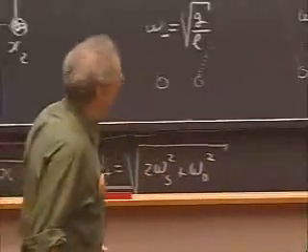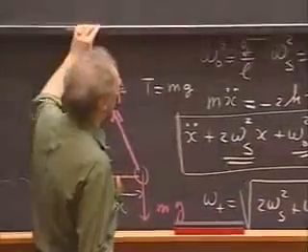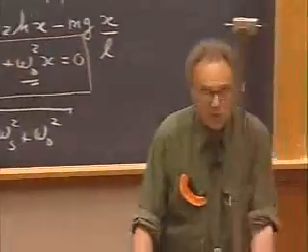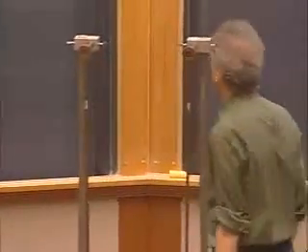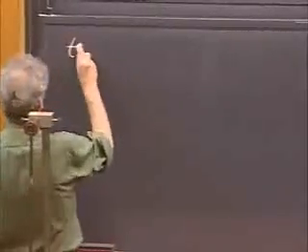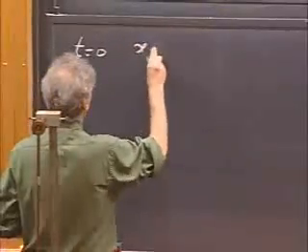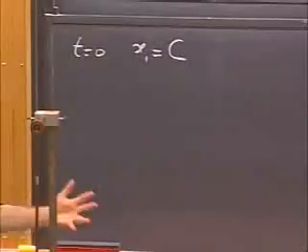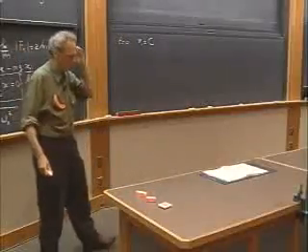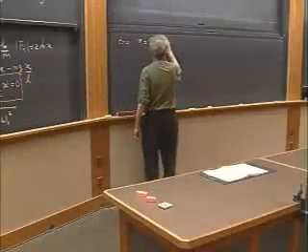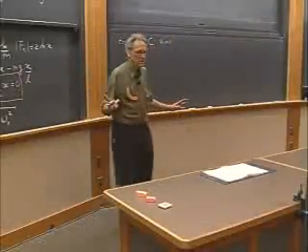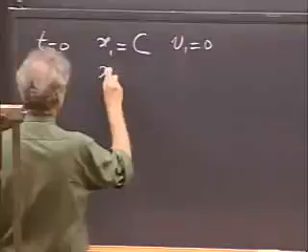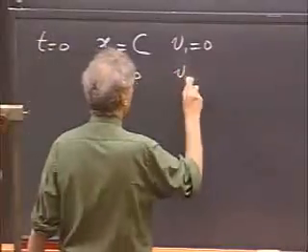Suppose now I start this system off in some way at time t equals 0, which I can choose, and I choose the following. At t equals 0, I make x1 equal to c, just some number c that we can choose, 3 centimeters, whatever you want. But I make v1 0. So as I release it, no speed. And suppose I make x2 0, and I make v2 0.